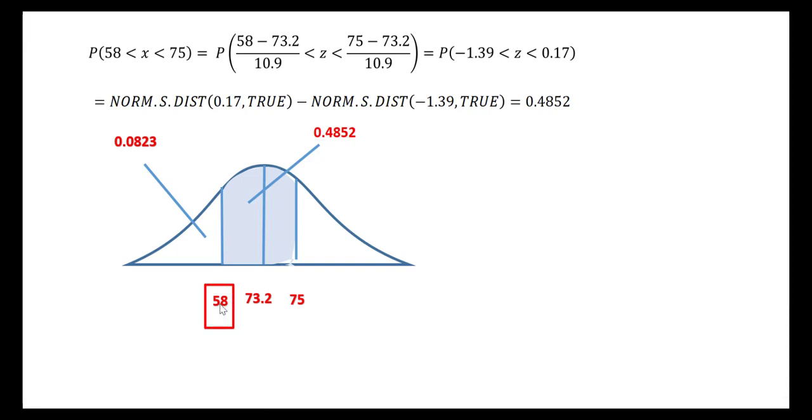If we look at the curve, we'll see that the area below negative 1.39, which is synonymous to the area below 58, is that area right there. And the area below 75, which is synonymous to the area below the z-score value of 0.17, is the whole thing below that point to the left. So the piece between them is just that piece that is shaded that we're interested in. So we have to subtract those two areas that we obtain to get the piece we're interested in, which is 0.4852.